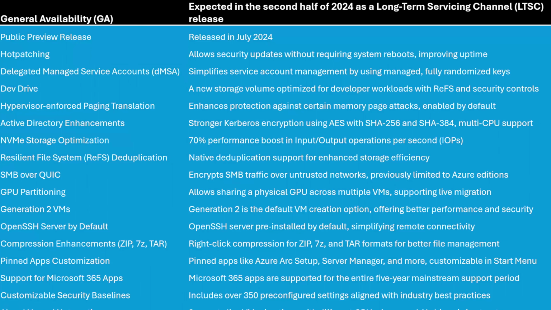Here are some of the key advantages or upgrades from the previous version to Server 2025 preview, and we are expecting more to come, but these are a few of them which I have listed down. For example, the GA, like I mentioned, is going to be anytime in Q4. We are already in Q4. It could be in November or December or any time in the near future. And the public release of the preview was in July 2024.